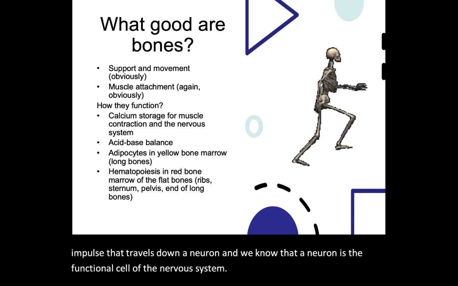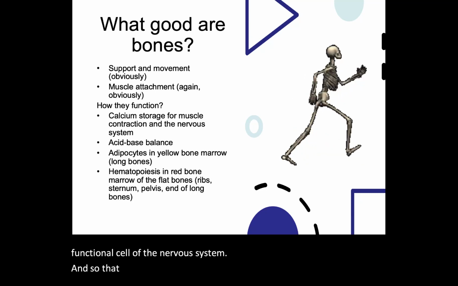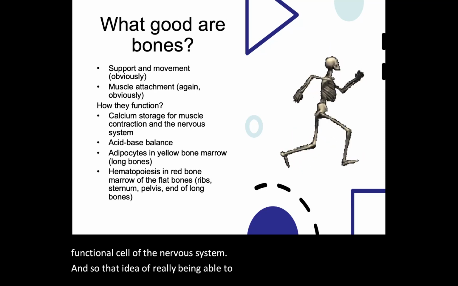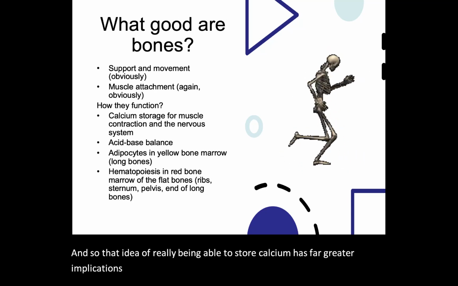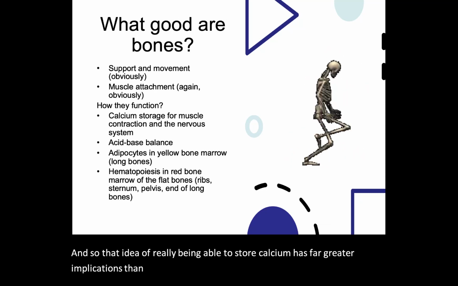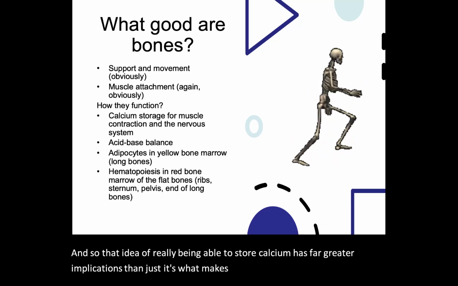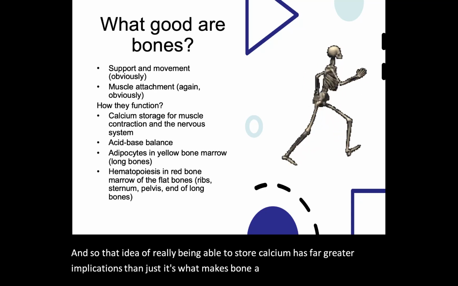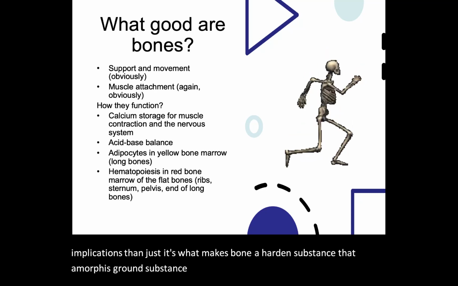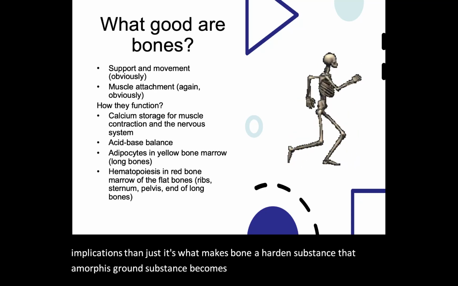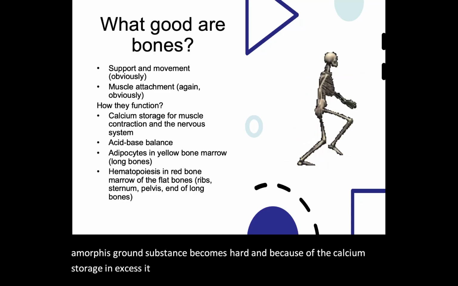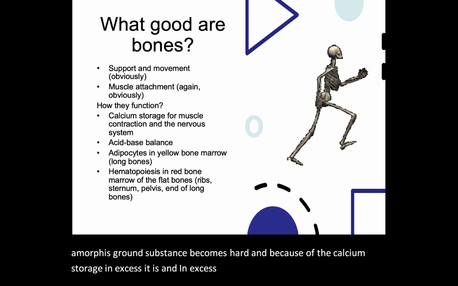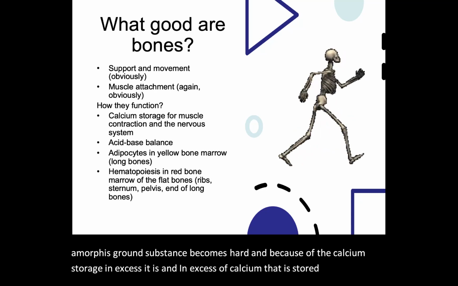So that idea of being able to store calcium has far greater implications than just being what makes bone a hardened substance. That amorphous ground substance becomes hardened because of the calcium storage. It is an excess of calcium that is stored within that amorphous ground substance.